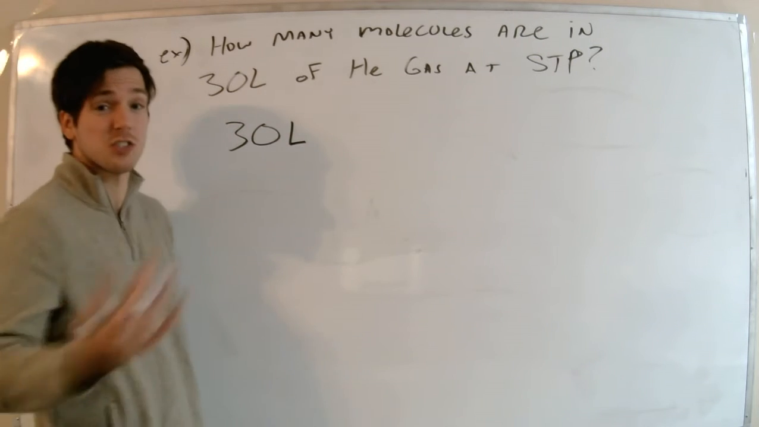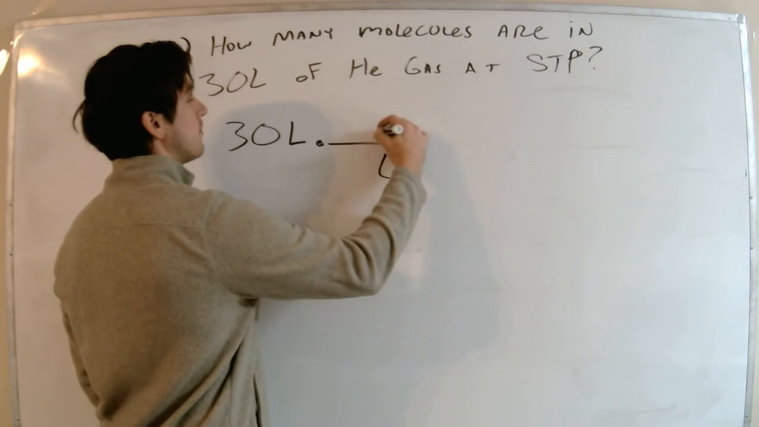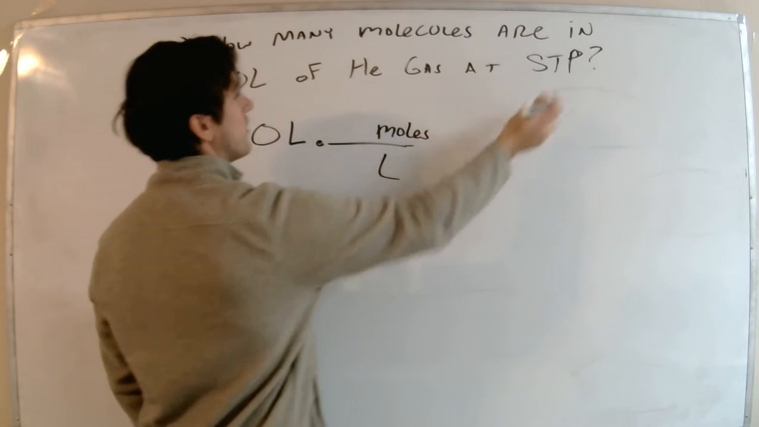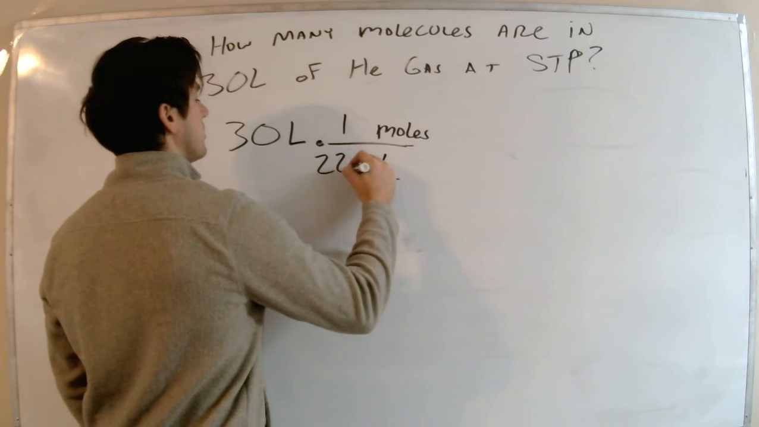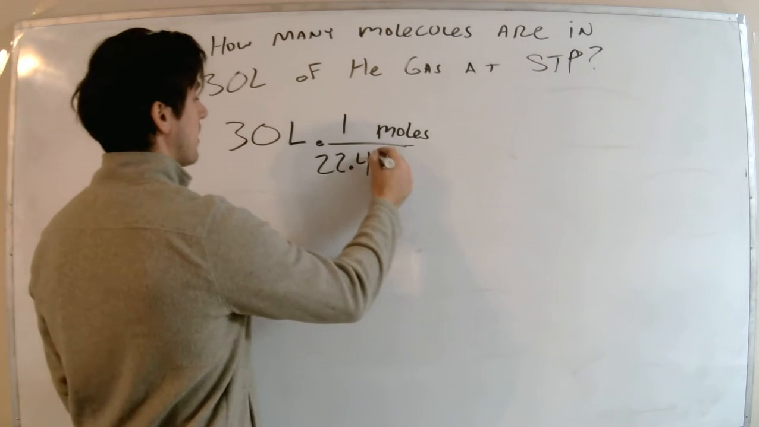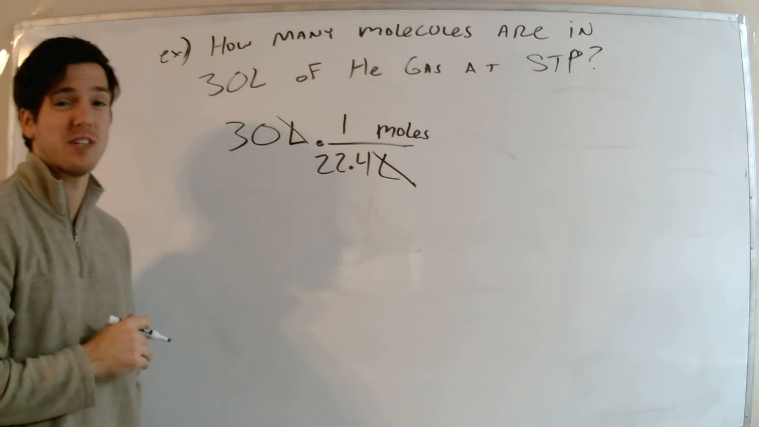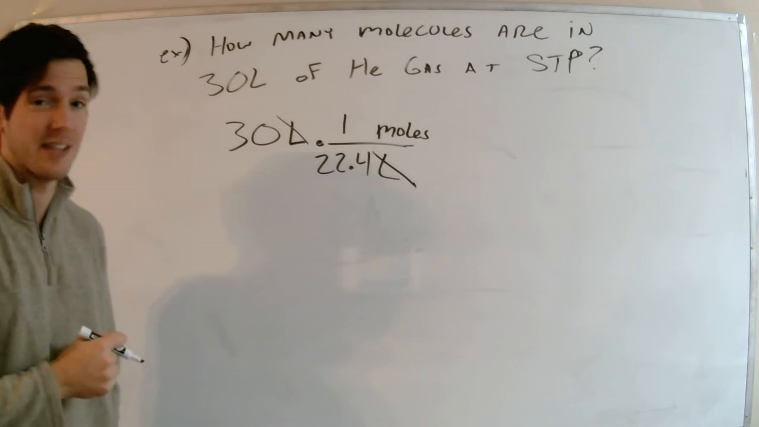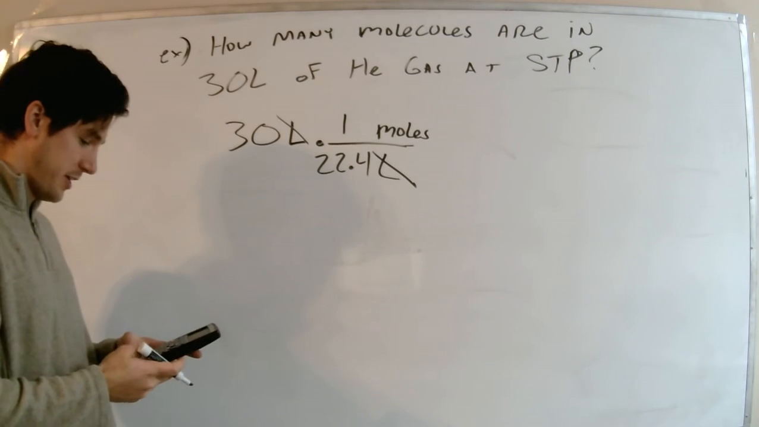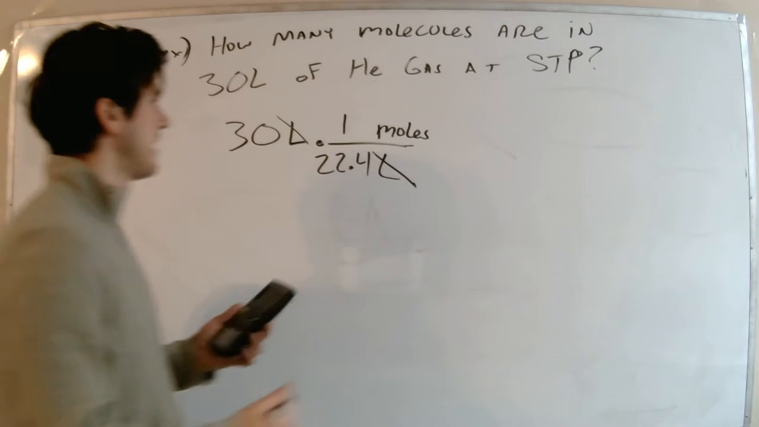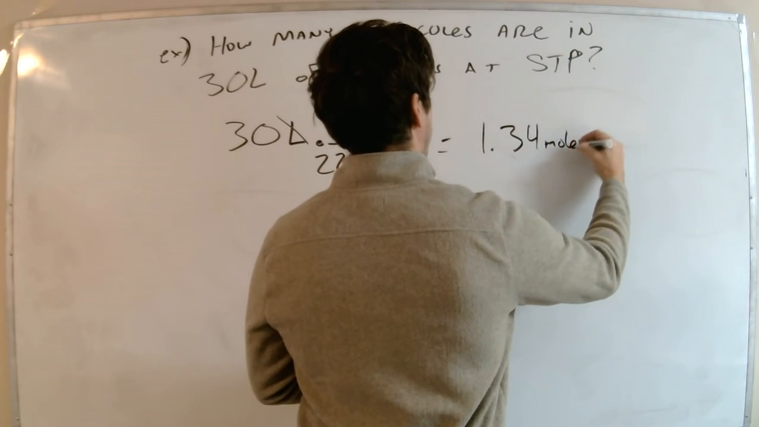So let's just start there and see what we can get. Liters on top, liters on bottom. The only thing I can change to is moles. Luckily, I'm at STP, so I know that 1 mole is 22.4 liters. And also, just want to reiterate, this is only for gases, okay? If you are dealing with solids or liquids, this doesn't work. This only works with gases. So let's do 30 divided by 22.4, and I get something like 1.34 moles of helium gas.